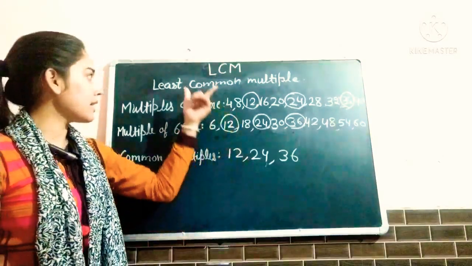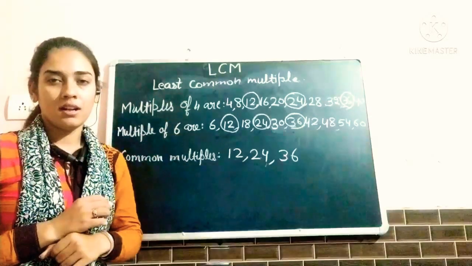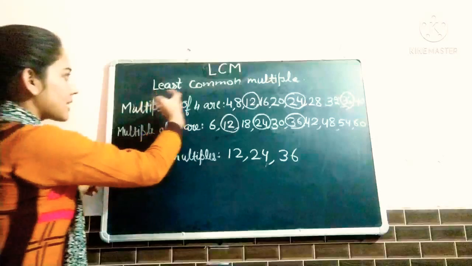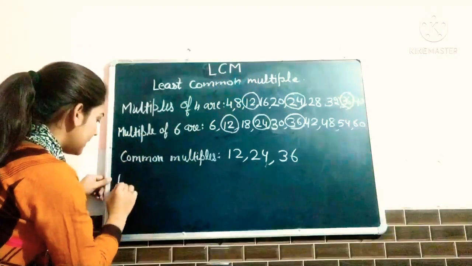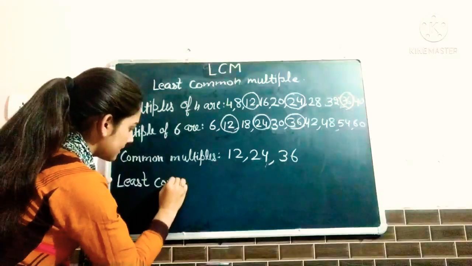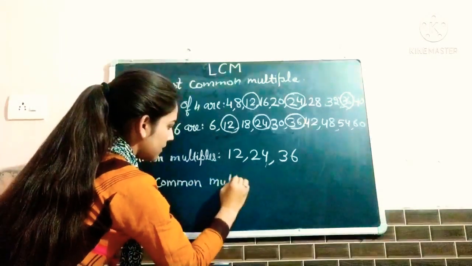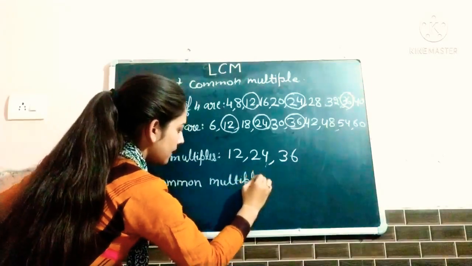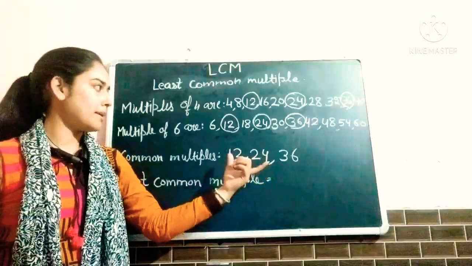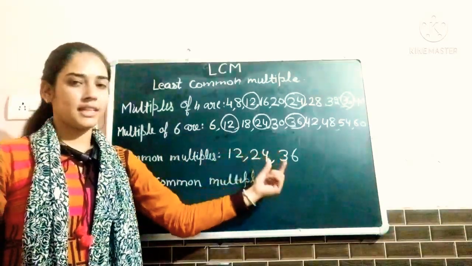Okay, let us come to the next word, that is least. Least means small. What is the meaning of least? Least means small. Now let us take these three words combined: least common multiple. Now look here, the common multiples of 4 and 6 we have written here: 12, 24, 36.